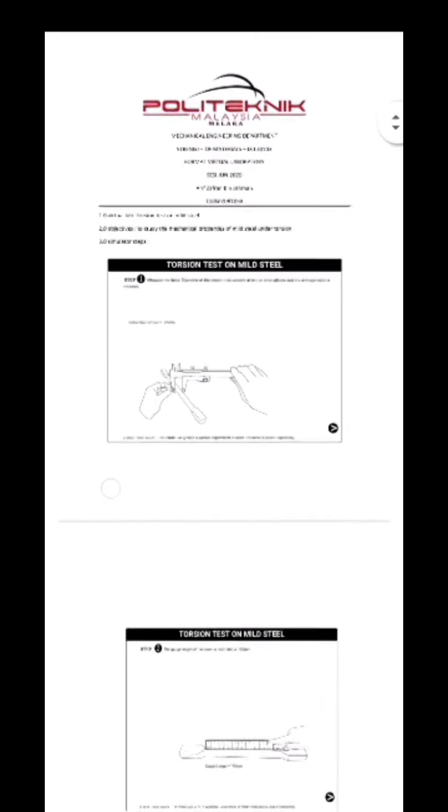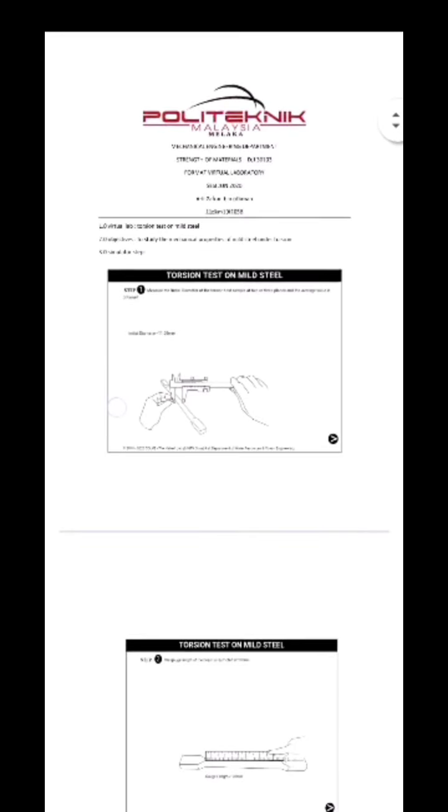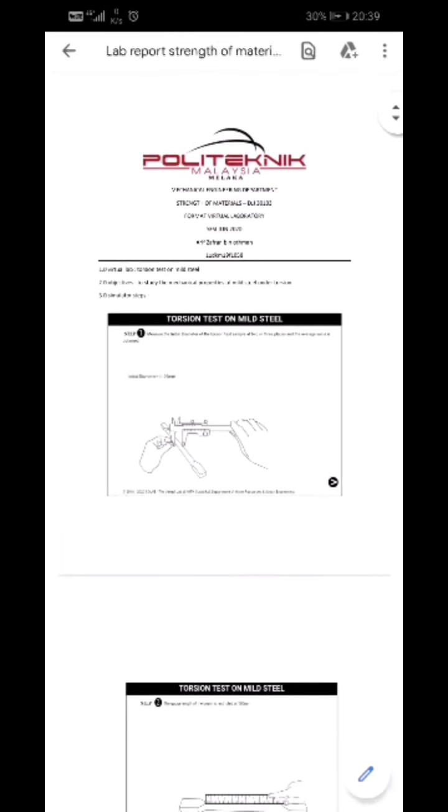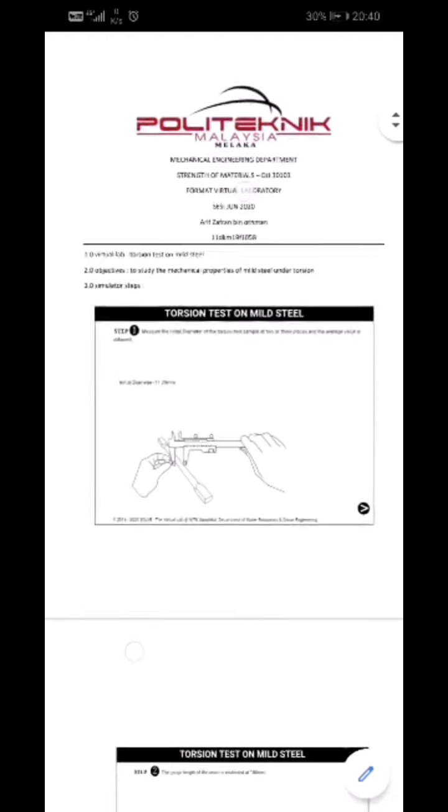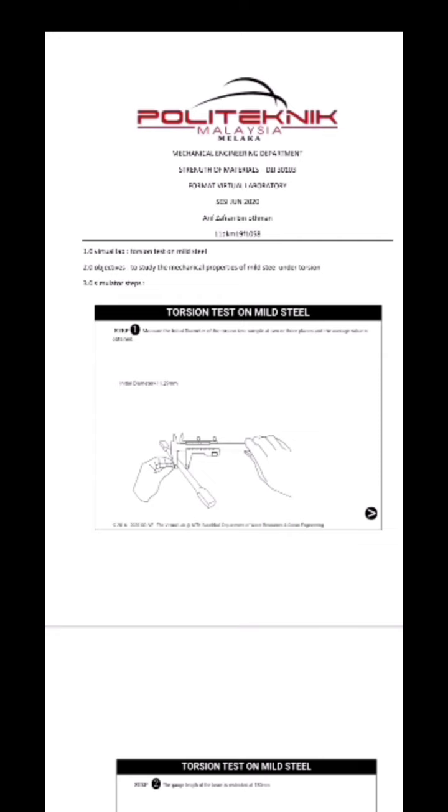Now we look at the simulator steps. Step number 1, measure the initial diameter of the torsion test sample at 2 or 3 places and the average value is obtained. Step number 2, the gauge length of the beam is restricted at 180 mm.